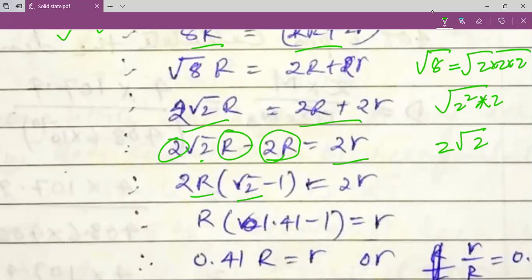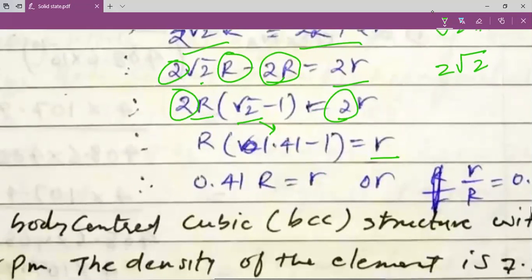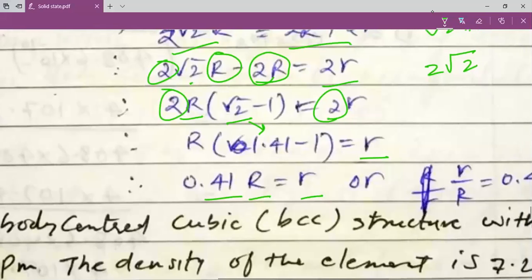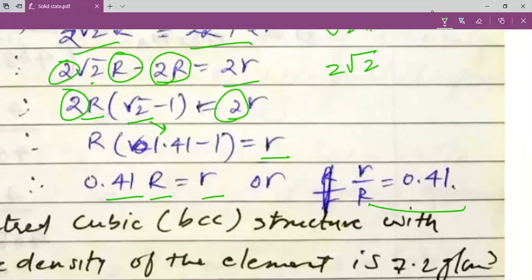Now we know the value of root 2 is equal to 1.41. On both sides we have 2, so 2 divided by 2 gives us 1. So R into (1.41 minus 1) is equal to small r. And thus, my dear students, 1.41 minus 1 is equal to 0.41. So 0.41 capital R is equal to small r. Or we can even say that small r divided by capital R is equal to 0.41.